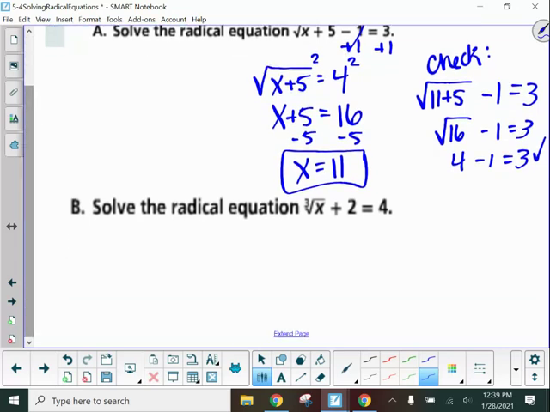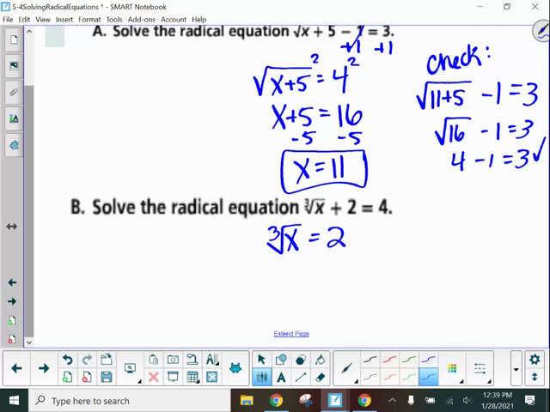For part B, we have the radical equation: the cube root of x plus 2 is 4. Again, I have a solitary radical, so I want to get that radical by itself. I subtract the 2, and I get the cube root of x is equal to 2.